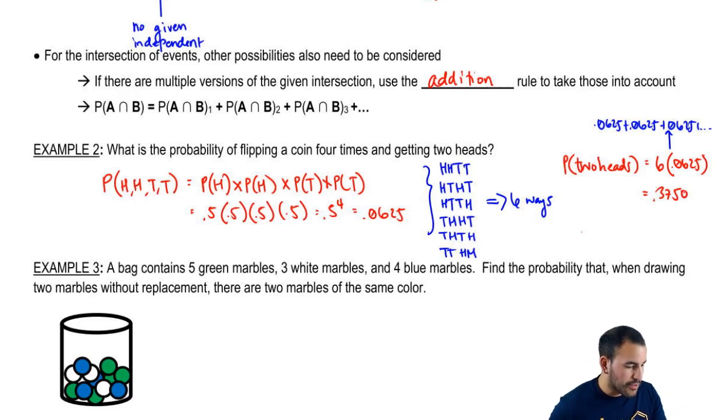Or 3750 if we want to stick to our 4 decimal place rule. Cool? So let's move on to example 2.